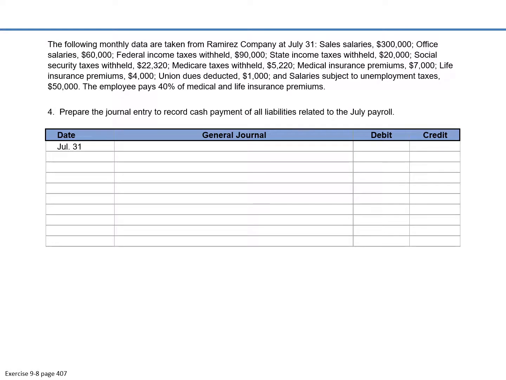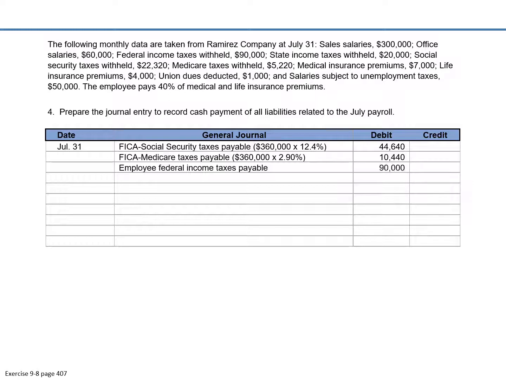The fourth journal entry is to prepare the cash payment of all the liabilities related to the July payroll. So I know we can't see here on this slide what we had recorded before, but we had recorded a total of $44,640 of Social Security payable, 22 on the employer side, 22 on the employee withholding side. About $10,440 for the medical insurance. We had $5,220 on the employee side, $5,220 on the employer side. So you reduce both of those liabilities.